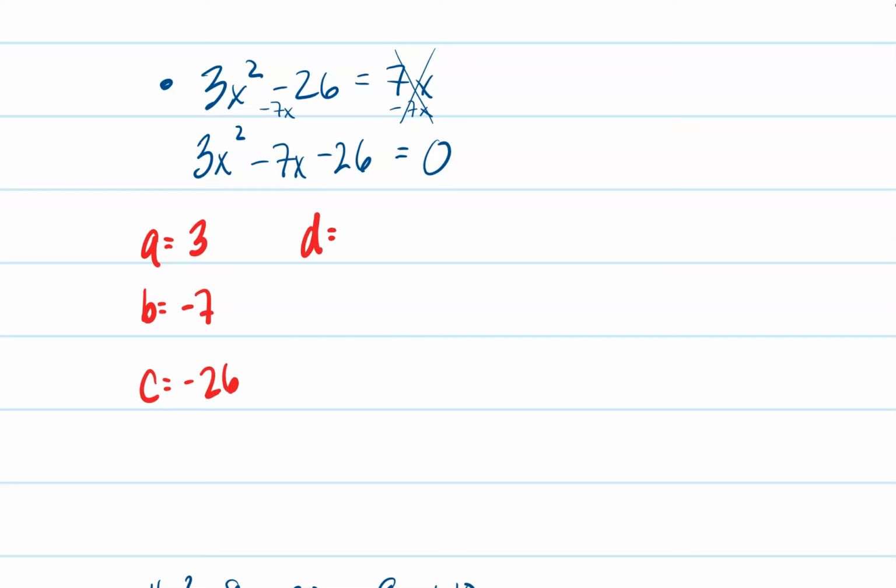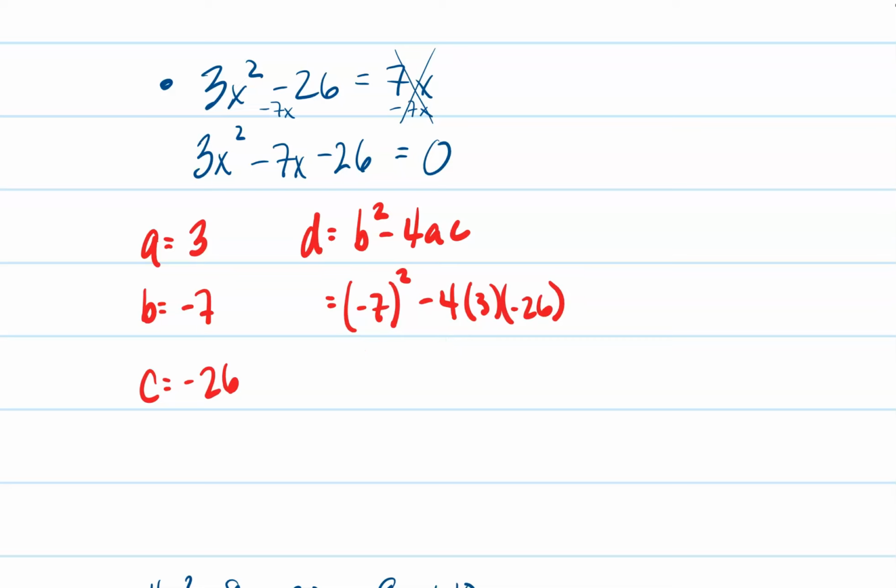Our D value, or discriminant, needs to be B squared minus 4 times A times C, which in this case is negative 7 quantity squared. So this negative 7 is going to multiply itself and make a positive 49, by the way. Minus 4 times 3 times negative 26. And if you're looking ahead or thinking about this critically, you'll note that this negative 7 squared becomes a positive number. But then also this negative 4 times negative 26 is also going to become a positive number.